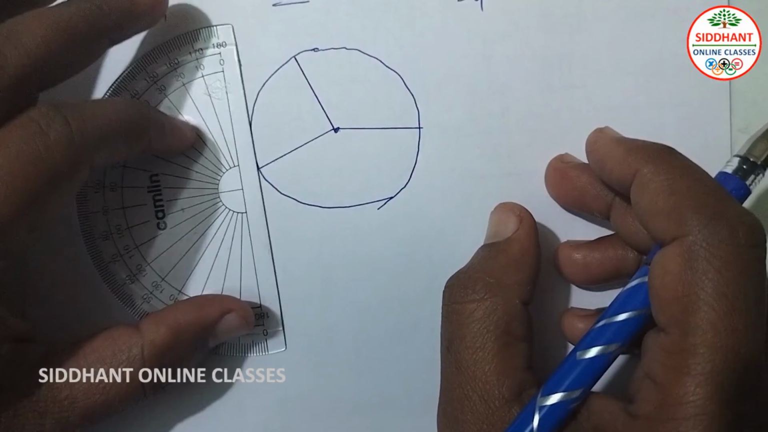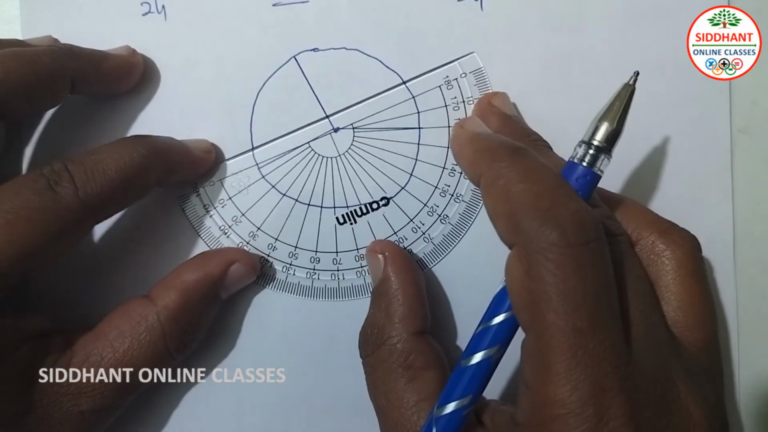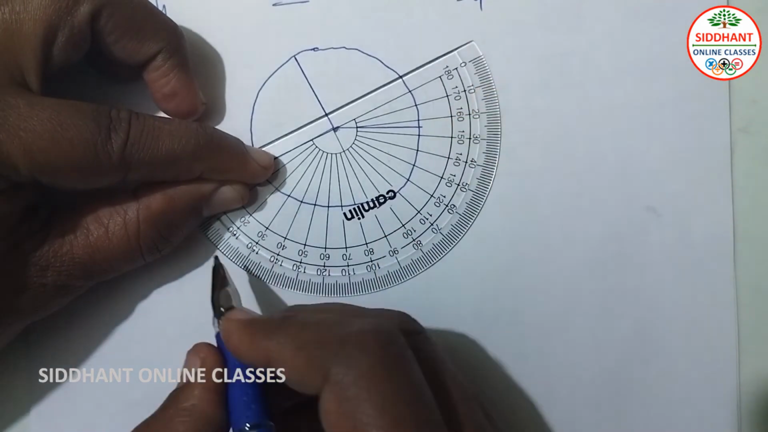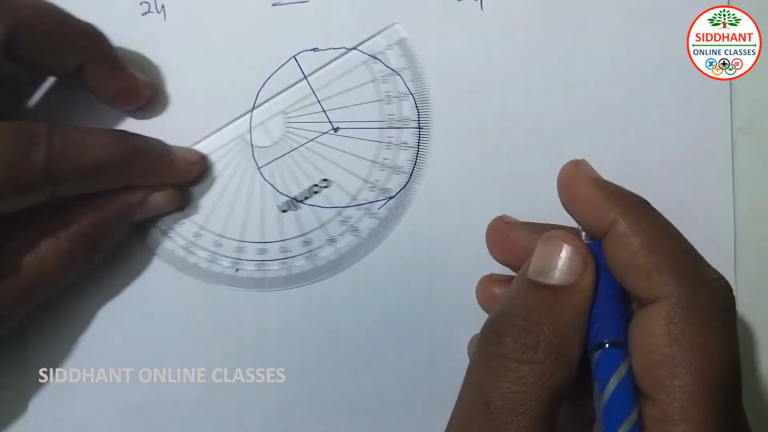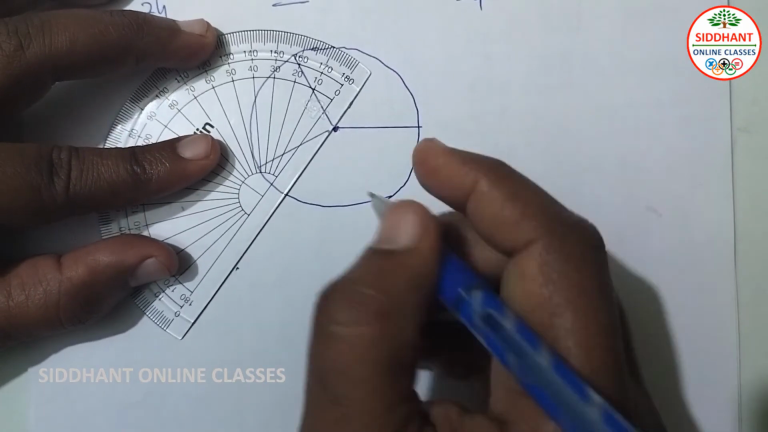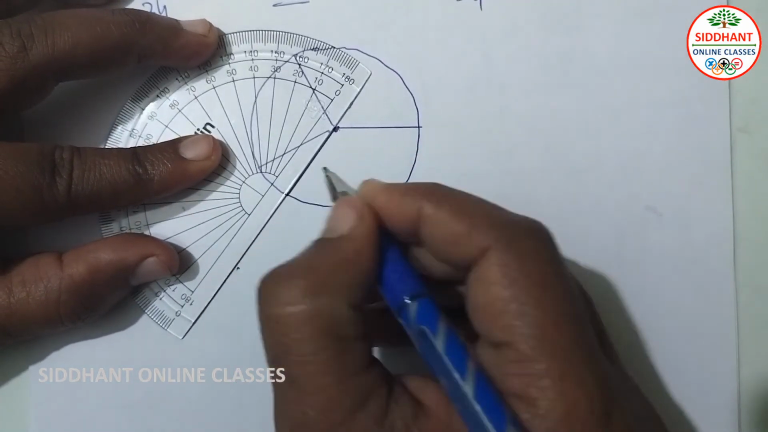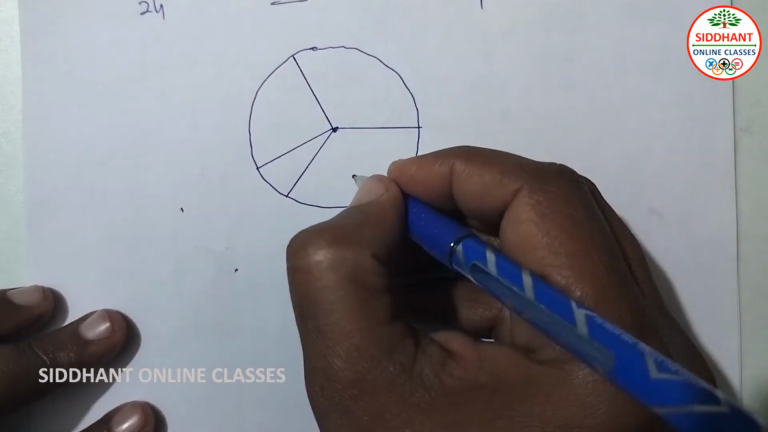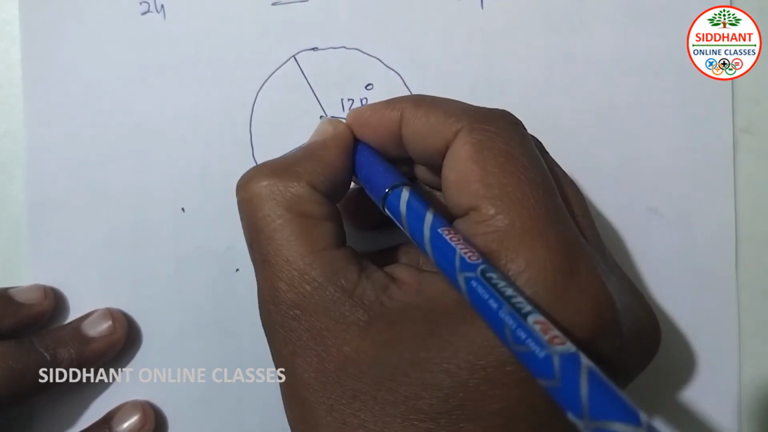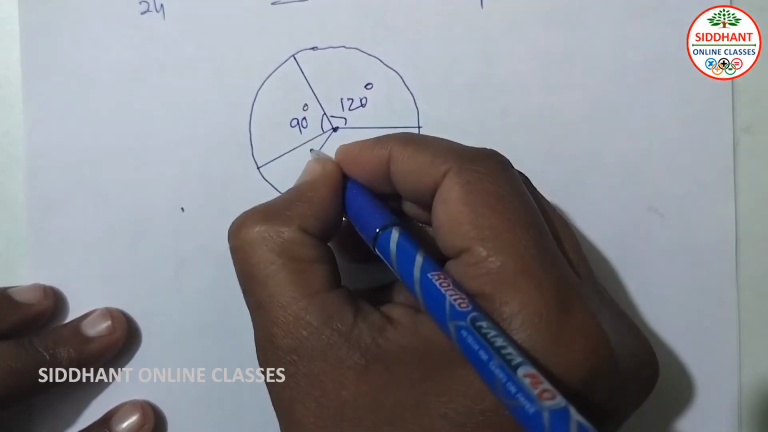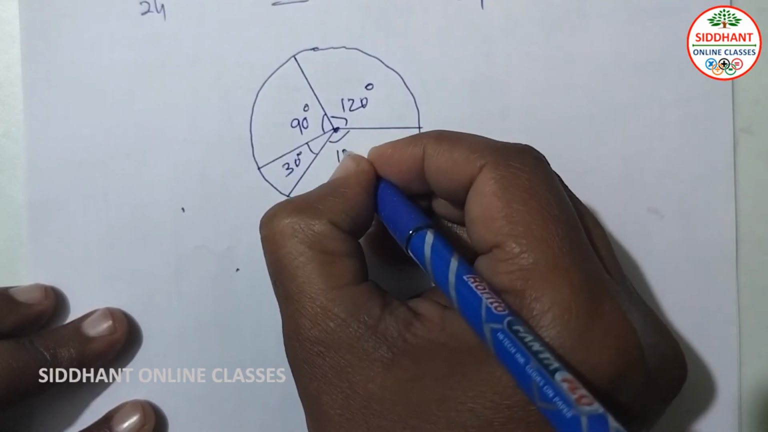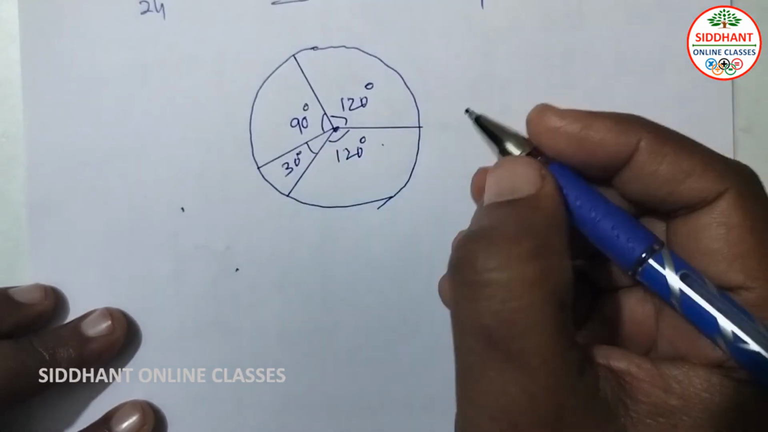This will be 90 degrees. Taking base here, we are going to draw 30. So that will be 30 here and the remaining will be 120. So this angle is 120, this angle 90, this angle 30, and the remaining is 120 degrees.